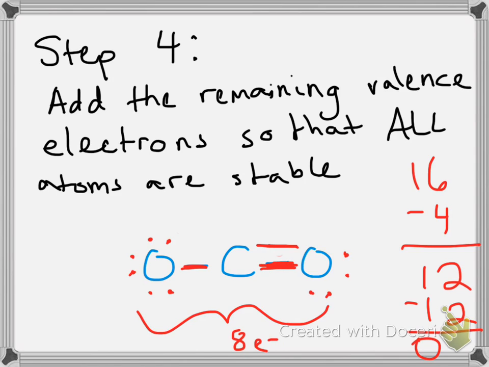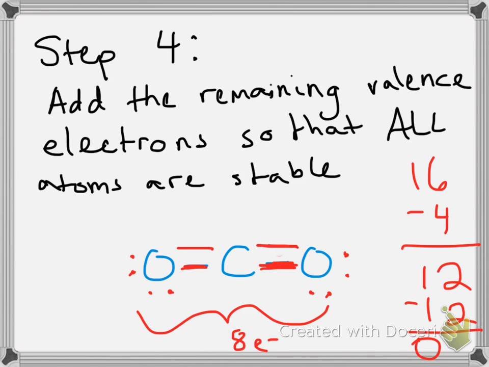So now we have a double bond. That means that these 4 electrons, remember there are 2 electrons in each bond, so now there are 4 electrons here, and these 4 electrons are being shared by both oxygen and carbon. So I'm going to do the same thing on the other side, move those 2 electrons into a double bond. So now I still have 16 here: 2, 4, 6, 8, 10, 12, 14, 16. I still have 16 electrons.